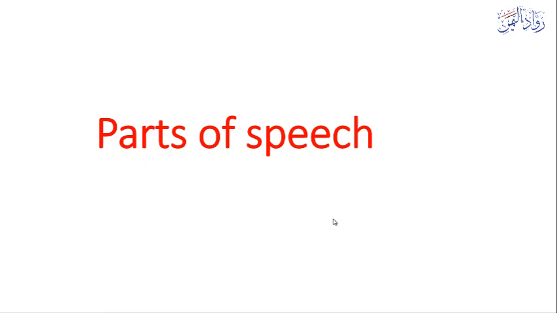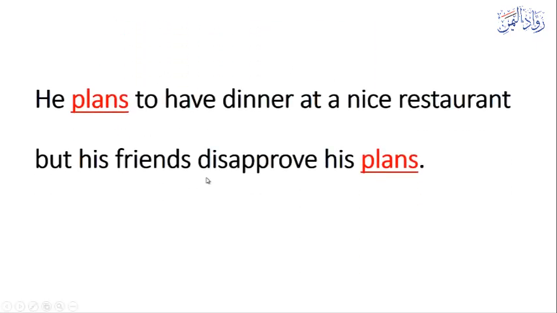Parts of speech. What does that mean? Some words have the same spelling, the same pronunciation, but they have more than one part of speech. Let's have this example. He plans to have dinner at a nice restaurant, but his friends disapprove his plans. Look, plans. The same spelling, the same pronunciation, but the grammatical function is different.